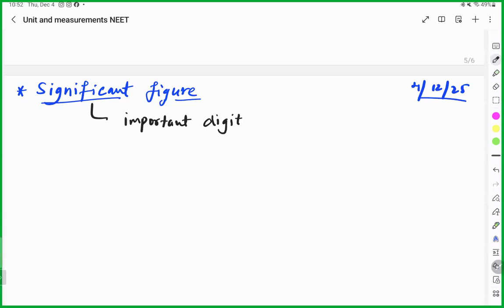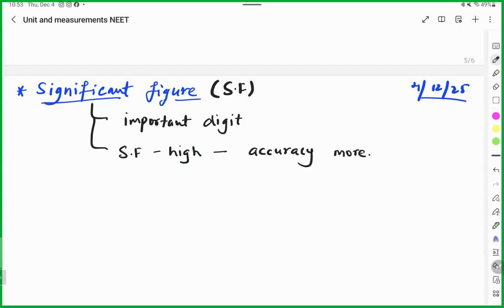But remember, if significant figure, SF, is high, like we use more digits, it means accuracy is more. Example, if you tell one number 3.1 and a second number 3.1412, it means 3.1412 is more accurate because you are giving the precise value. Understood? Accuracy is more in that situation.